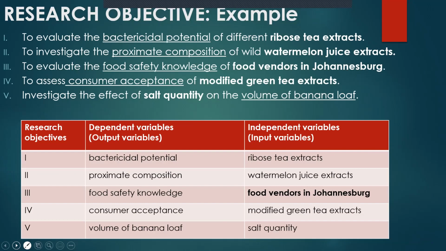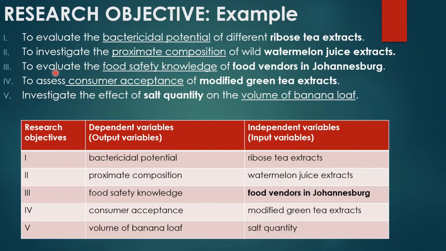Okay, so now we need to delve into the research objective. Let's see a few examples. Like I said, there's something that you want to do in your research, so you have the doing words. The doing words will be to evaluate, to investigate, to assess, all those action words. They must be in your objectives. If you have a research objective without the action words, it will become very difficult for someone to tell what it is that you want to do.